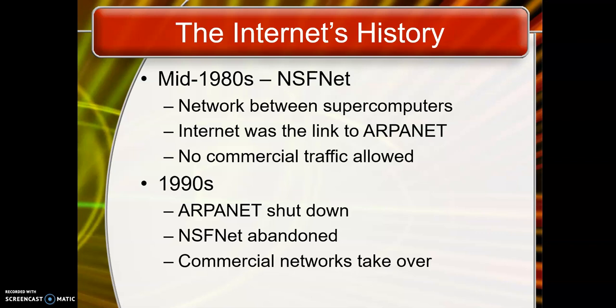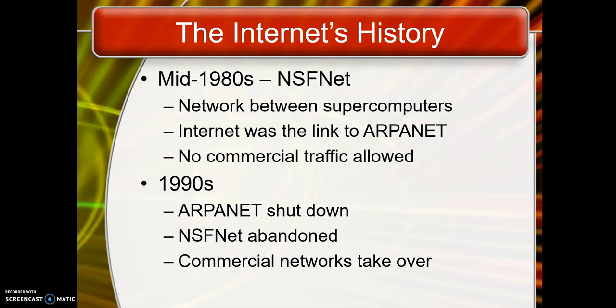So about the history of the internet, in the mid 1980s, after the development of ARPANET, it proceeded towards NSFNet growth, and it was a network between supercomputers, and the internet was the link to ARPANET. So it was basically the internet, which we nowadays term as a network of networks. So smaller networks connected together, and then they again connected to one another to form a greater or big network.